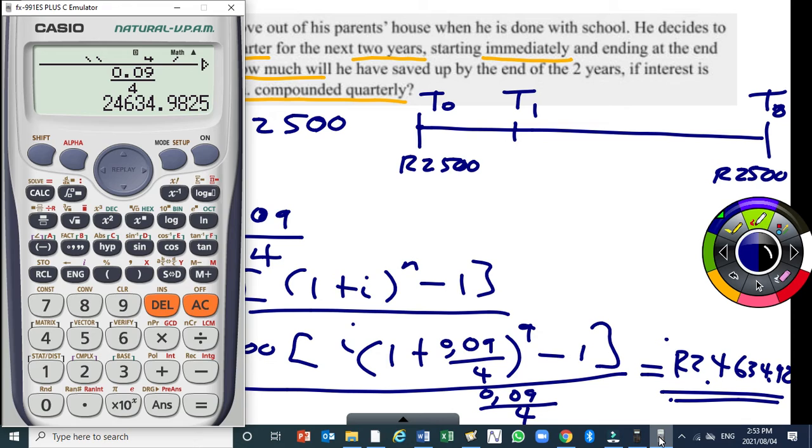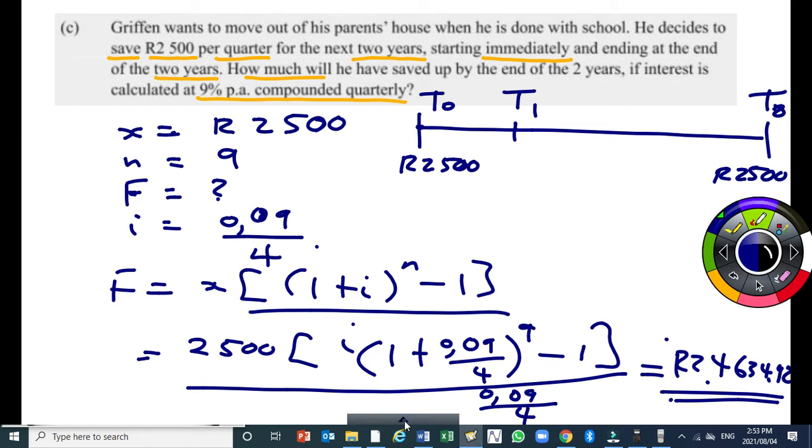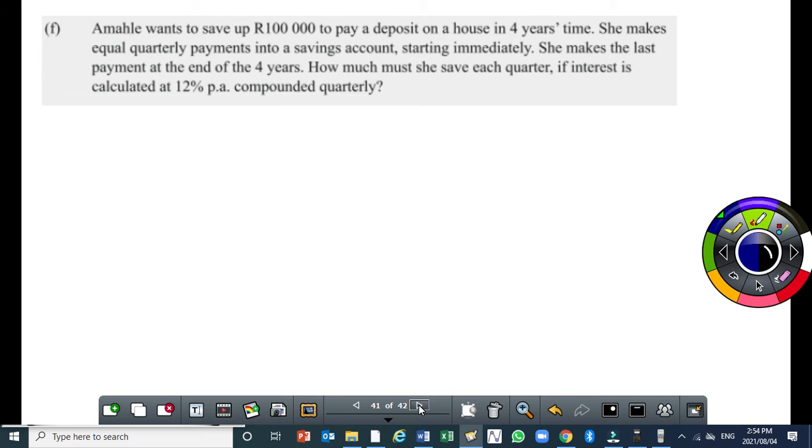Alright? So I've done a second example on calculating F. Now, it's not always the case that you have to calculate F. Sometimes you have to calculate x, sometimes you have to calculate n. So I'm going to do a second example now on calculating x. So let's calculate x. So this question now is on calculating x.